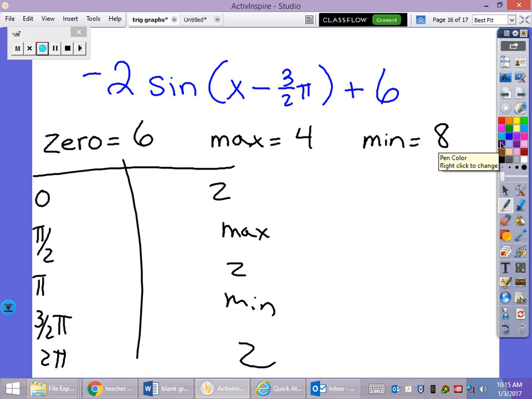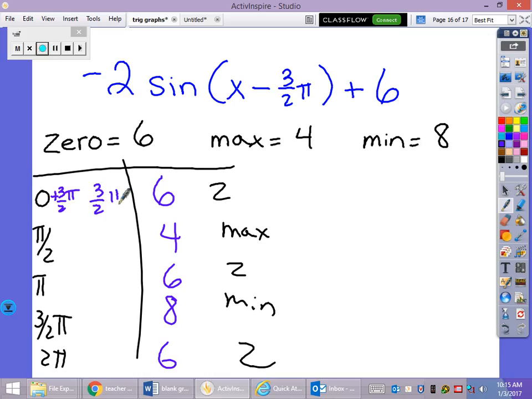Okay, start me off. What number do I write? 6, 4, 6, 8, 6. Beautiful. What am I going to do to 0? My x is crazy. I'm going to add 3/2 pi. Okay? So this is 3 over 2 pi.